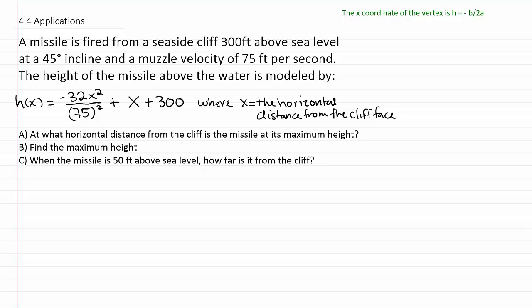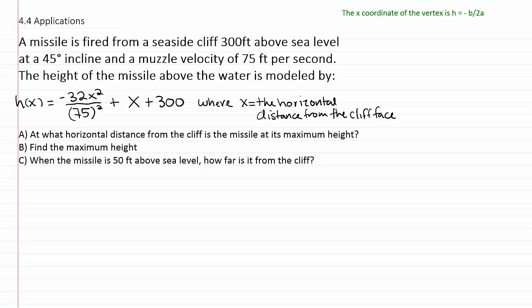So for part A, it says, at what horizontal distance from the cliff is the missile at its maximum height? All right, so we're trying to find the distance that the missile is from the cliff when it's at its maximum height. So what they're basically talking about is a maximum for the function. The function, you can tell by the x squared, is quadratic in nature.